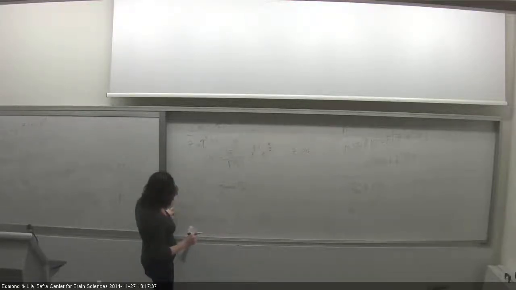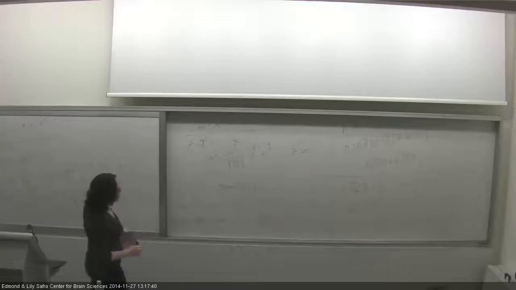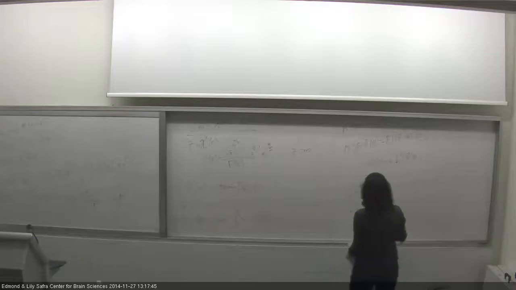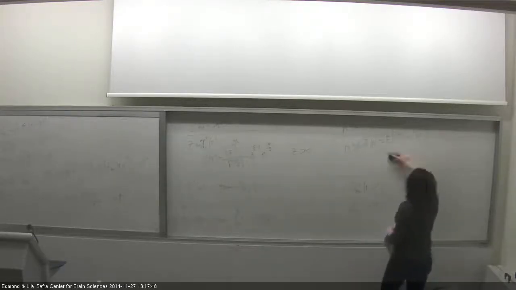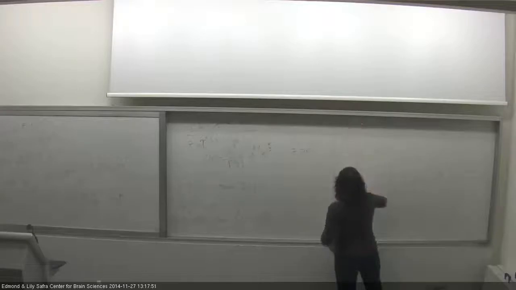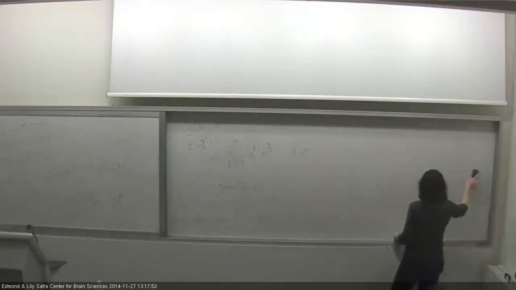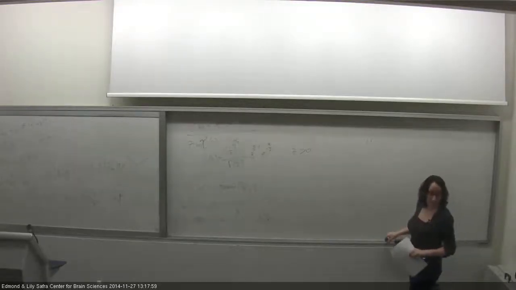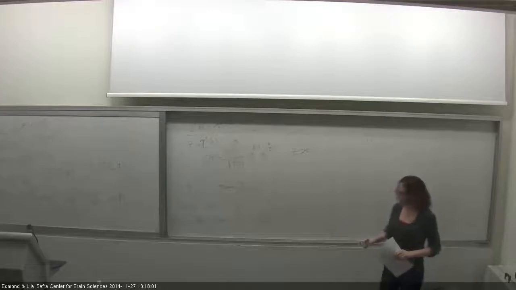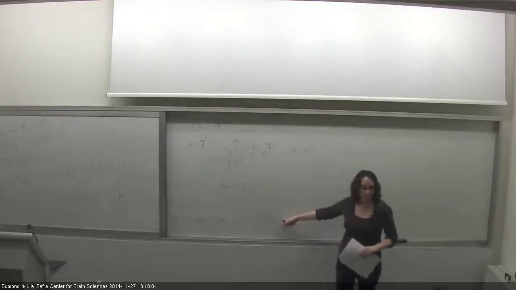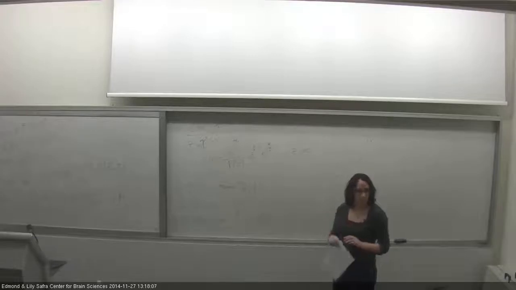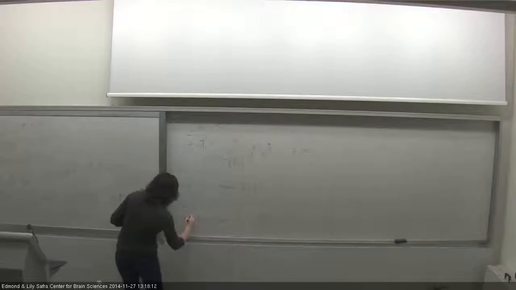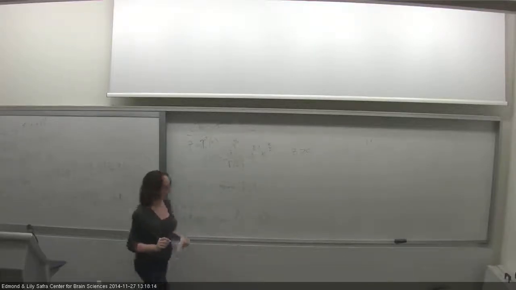I'll write here the IID. Well, they're all standard normal, but if they're independent, then the sum of squares is distributed according to the chi-square distribution. We have to assume that IID is critical for this distribution. Okay? Yes.